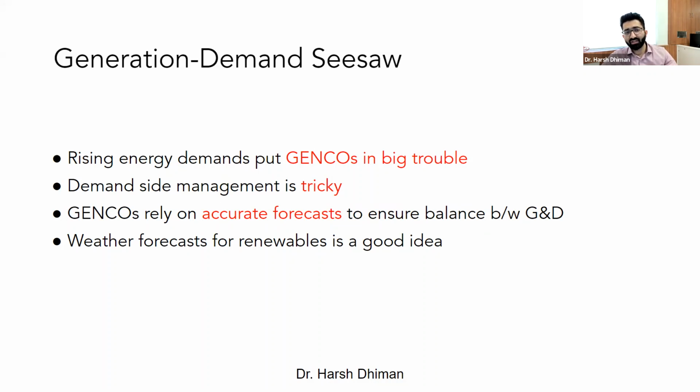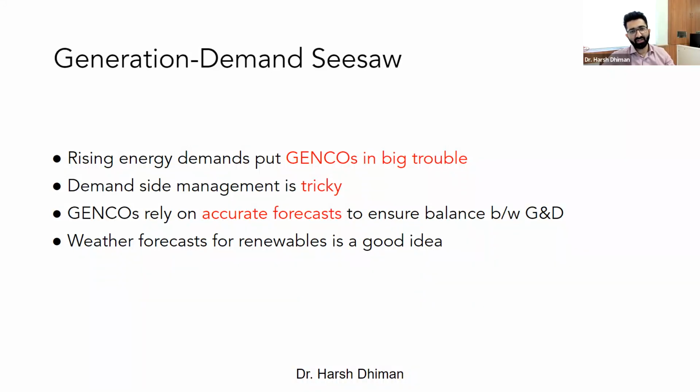So it's a monotonic function, I would say. Mathematically, if you want to describe the demand, it would be a monotonic function. It keeps on increasing with time. So what happens is you cannot actually manage the demand side. It becomes tricky. You cannot tell people to shut down their load. You cannot tell industries to use power only in a specific amount of time.